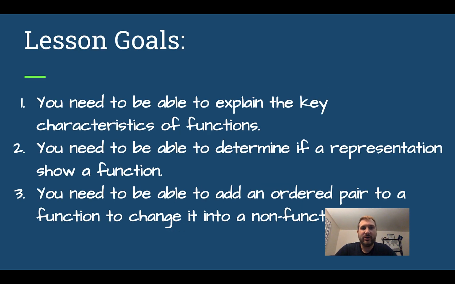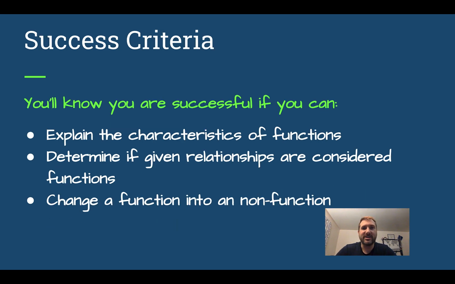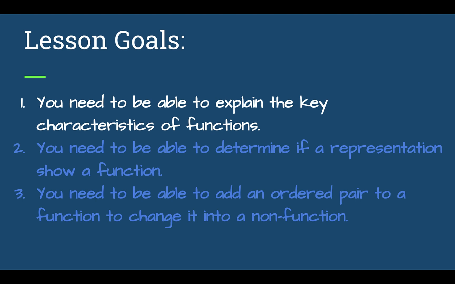After this lesson, you need to be able to explain the key characteristics of functions. You need to be able to determine if a representation shows a function, and you need to be able to add an ordered pair to a function to change it into a non-function. After this lesson, you'll know you're successful if you can explain the characteristics of functions, if you can determine if the relation shown is considered a function, and if you can change a function into a non-function. So first, let's focus on that first goal, explaining our key characteristics of what is a function.